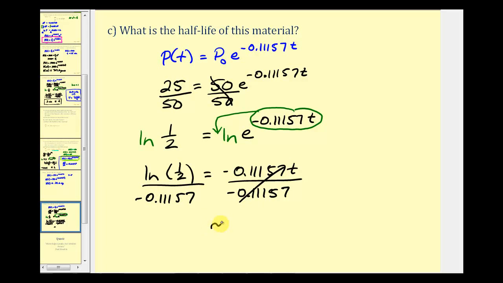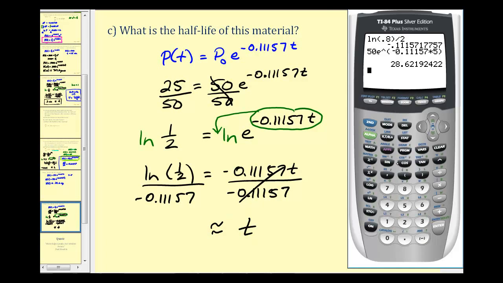And this will give us our approximate half-life. So natural log 1/2, or natural log 0.5, divided by our k value, which is negative 0.11157. So the half-life is approximately 6.2 years.